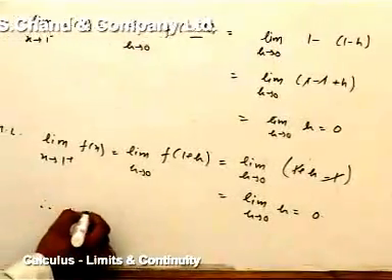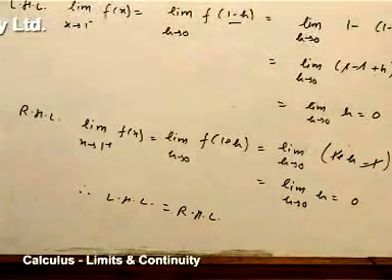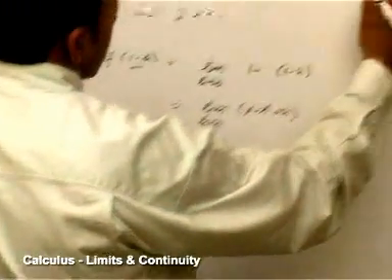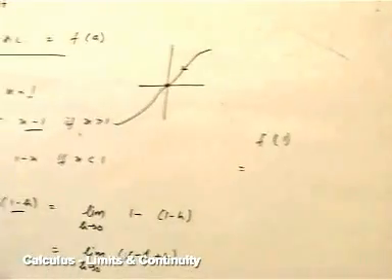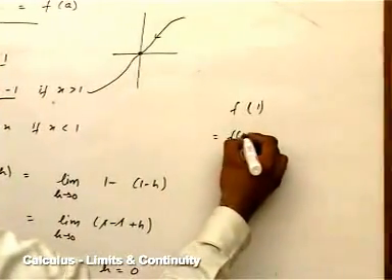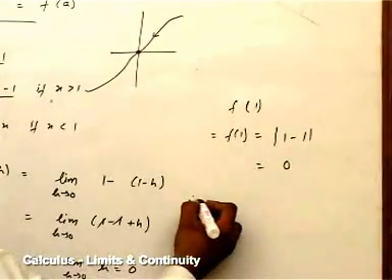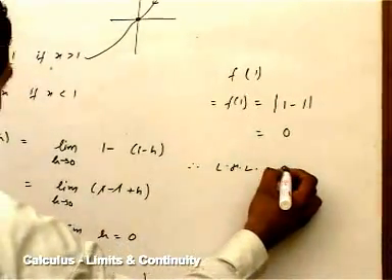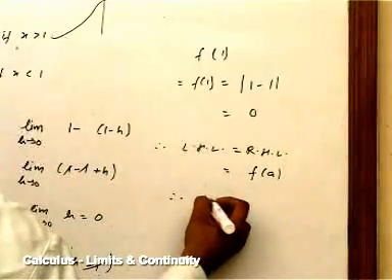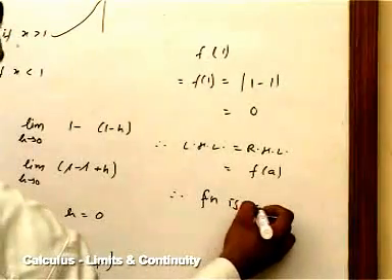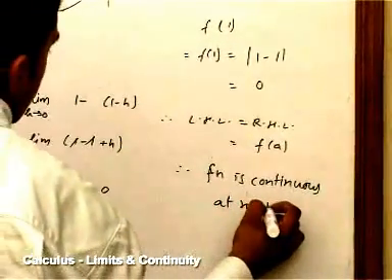Therefore we find LHL equals to RHL. Now last thing, to prove continuity we have to check the value at x equals to 1, f of 1. What will be the f of 1? We will put the value directly in this. f of 1 will become modulus of 1 minus 1, that is 0. So what we find, left hand limit equals to right hand limit equals to f of a. Therefore function is continuous at x equals to 1.